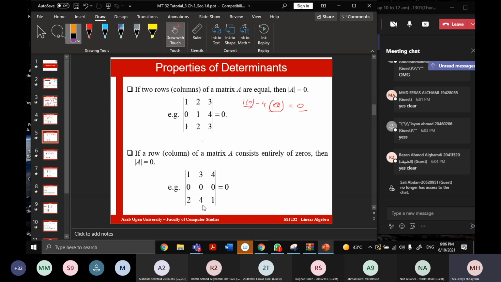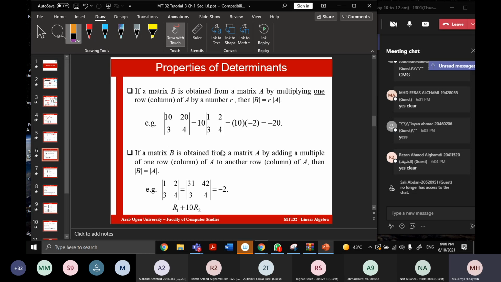Moreover, if one of the rows has all its elements zeros, or one column has all its entries zeros, then again the determinant equals zero, because I can expand using this one. Zero times, and I remove this and that, so it gives me zero, and now zero times, and I do this, it will give me zero, and so on. Because zero times anything is zero.